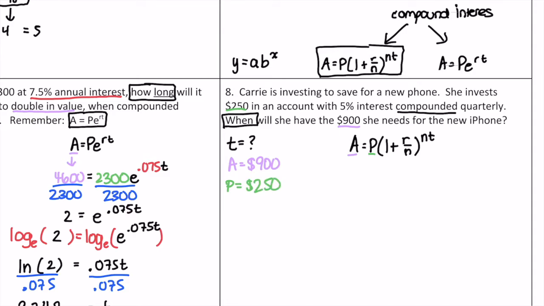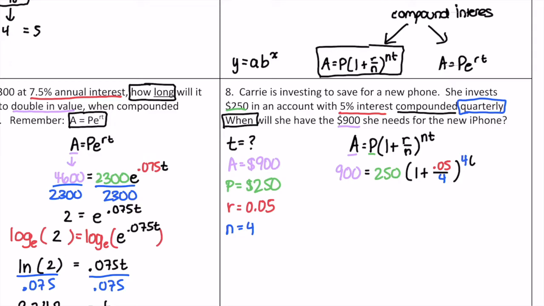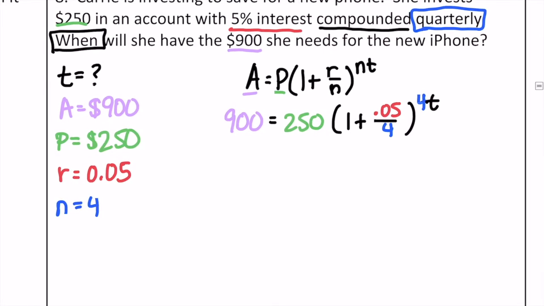I know the r is based on 5% interest. That's a 5 out of 100, 5 divided by 100, which is 0.05. And then the number of times compounded per year, it says quarterly, which means it's 4 times per year. And I just plug these numbers in. So I have 900 is equal to 250 times 1 plus 0.05 divided by 4, to the 4t power.